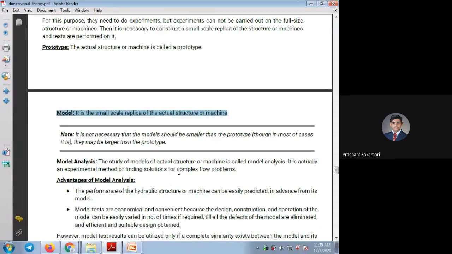Okay, so it is not necessary that the model should be smaller than the prototype, because many times what happens, I'm telling here for a small discharge I'll go by model, and for a large or actual discharge I'll go by the prototype. It's not like that.